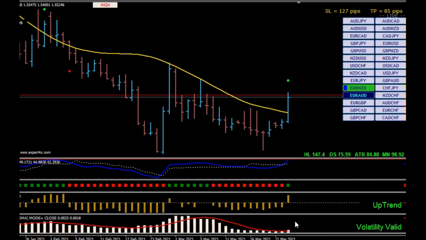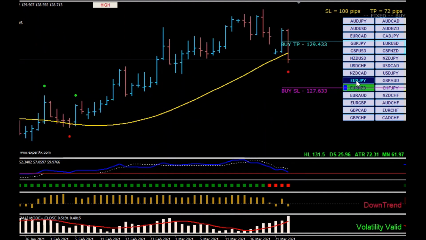Okay, the next one is EURJPY. It's interesting, most of them are including the euro. So right here, we have a baseline cross. So it is not a fresh C1. However, it is a fresh baseline. Okay, we are showing a downtrend and we're showing valid volume. So this would also be a valid entry.